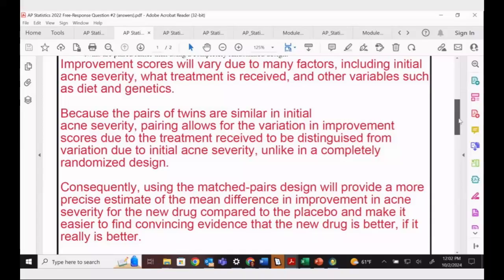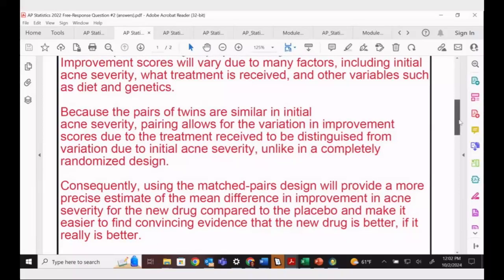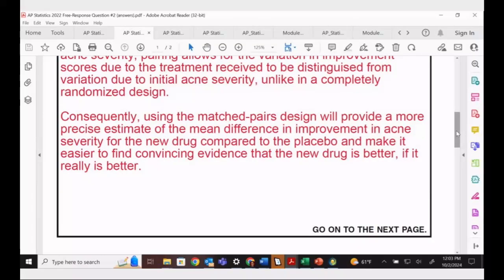So right here, using a matched pairs design will provide a more precise estimate of the mean difference in improvement in acne severity for the new drug compared to the placebo and make it easier to find convincing evidence that the new drug is better if it really is better. If you just had some variation of this very last piece, that hits all of the important parts.